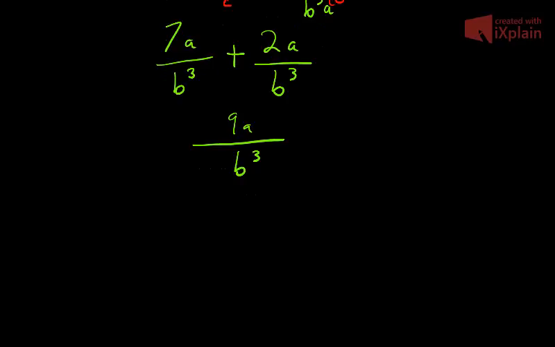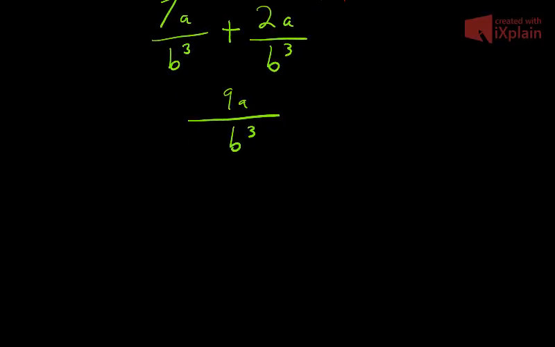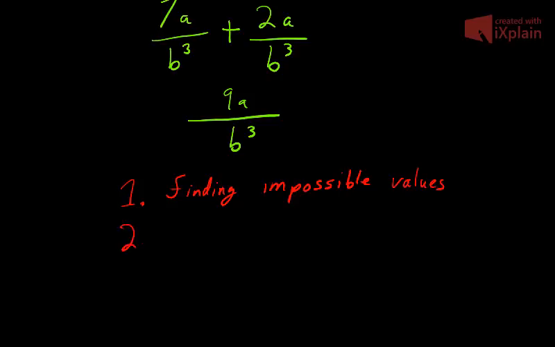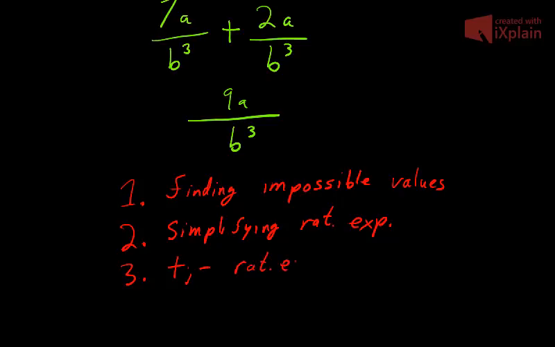Kind of as a last thing, I want to wrap up with what we reviewed today, which was finding impossible values, which was where we had to divide by 0. Those are bad. What we also looked at today was simplifying rational expressions when we're not adding or subtracting them. And then today we added and subtracted. I'm going to use a plus and a minus sign because that's a lot of letters. Add and subtract rational expressions with a common denominator.